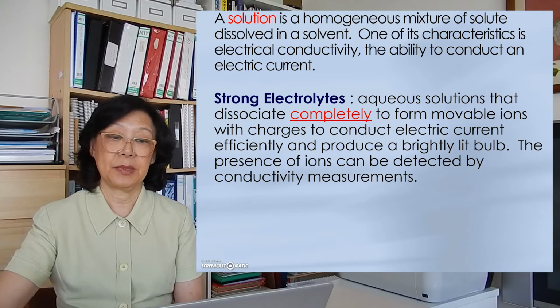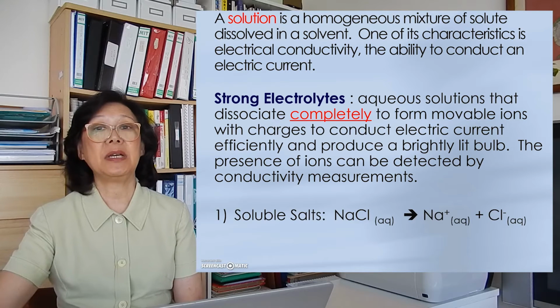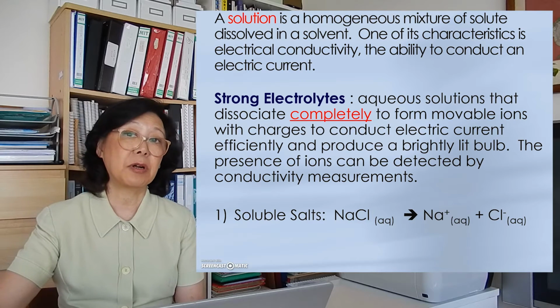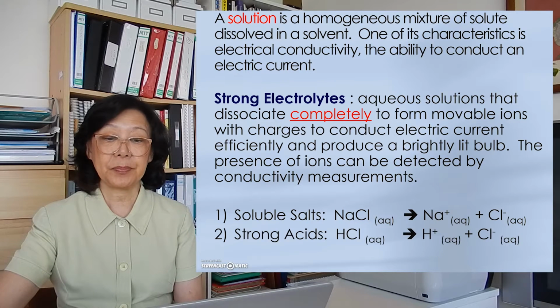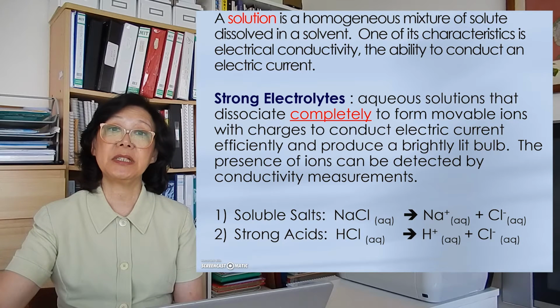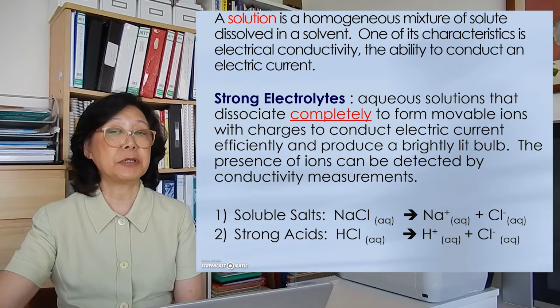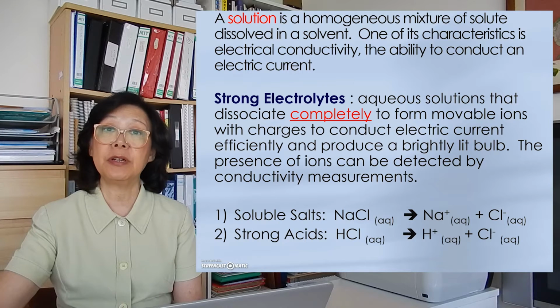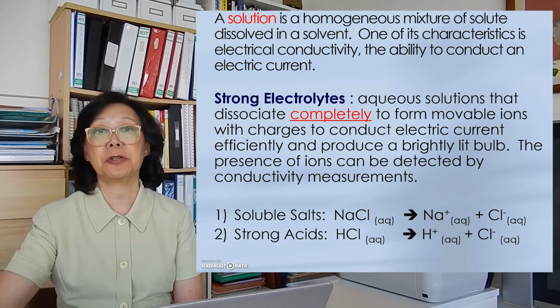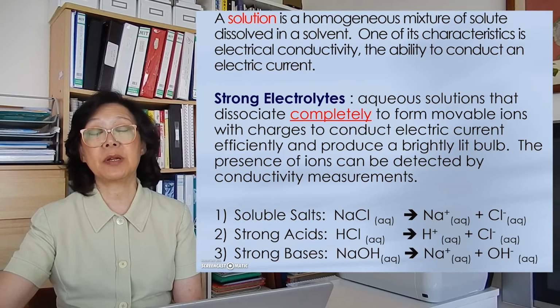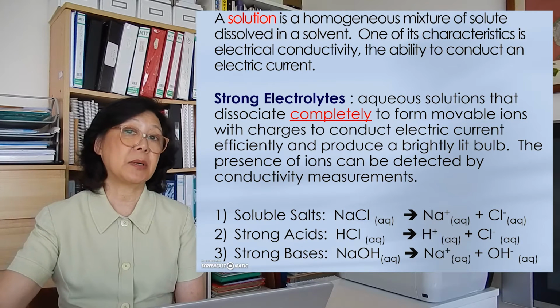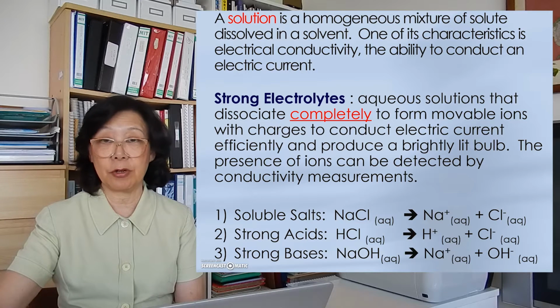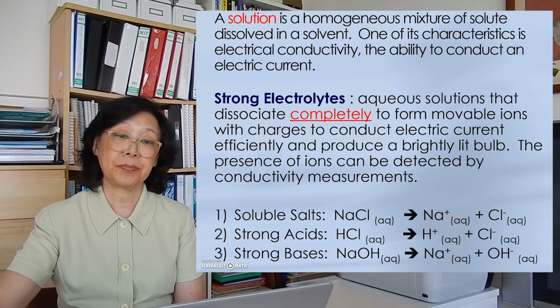lit. One kind is the ionic compound like sodium chloride that's soluble in water completely to form ions, sodium and chloride ions. Another one would be a strong acid such as hydrochloric acid that would dissociate completely to form hydrogen and chloride ions in aqueous solution. Another one would be the strong base such as sodium hydroxide that dissociates completely to form sodium and hydroxide ions in solution.